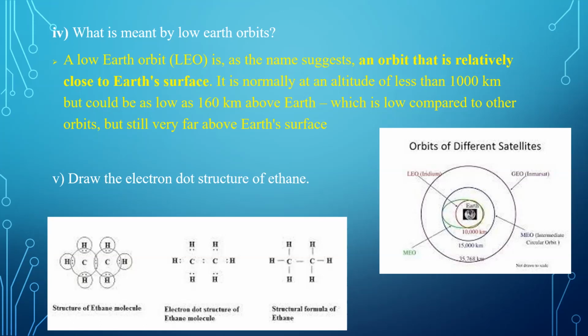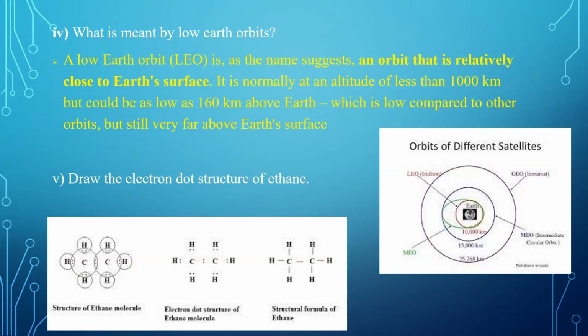Okay. Now see students, what is the question asked here? What is meant by low Earth orbit? Now see, low Earth orbit is also termed as LEO, as the name suggests, an orbit that is relatively close to the Earth's surface. It is normally at an altitude of less than 1000 kilometers, but could be as low as 160 kilometers above Earth.